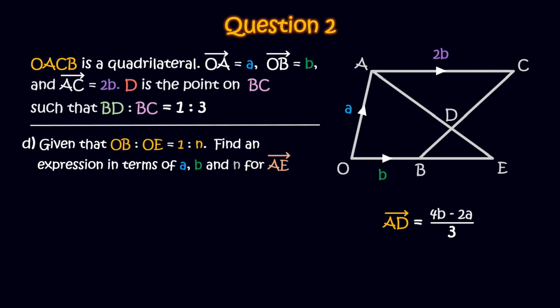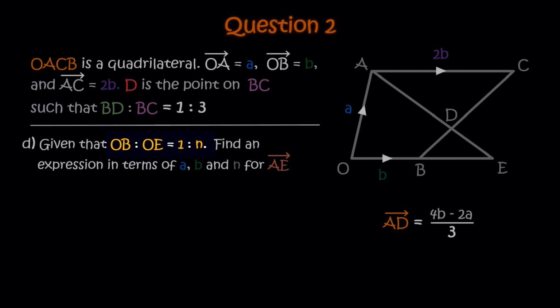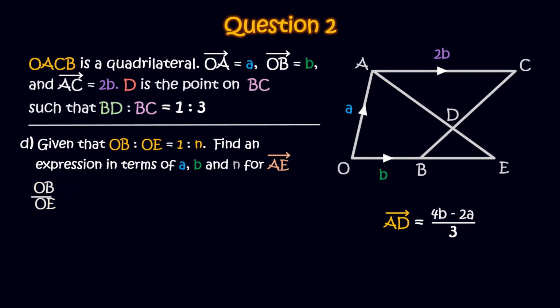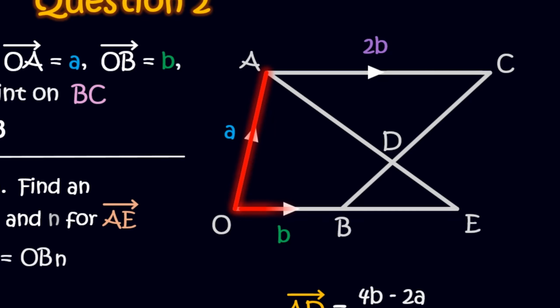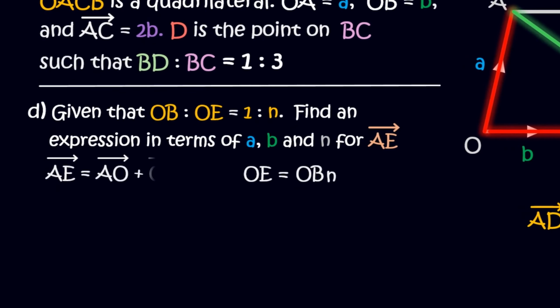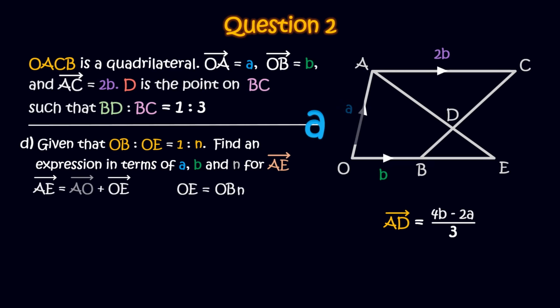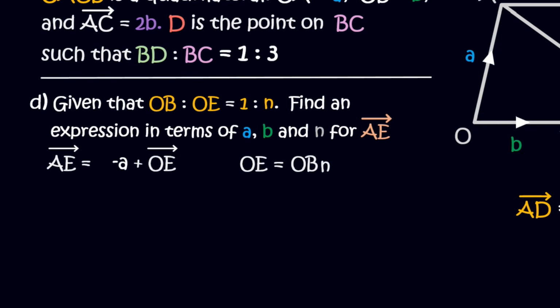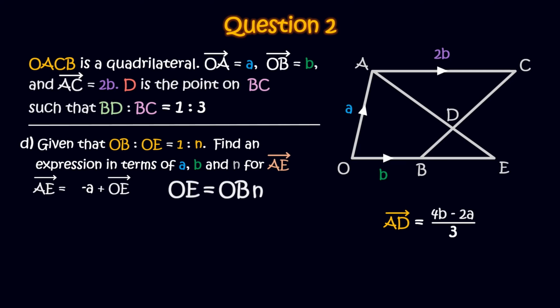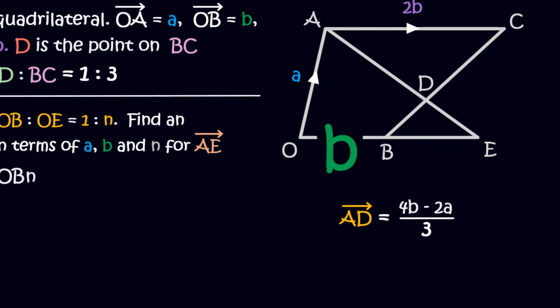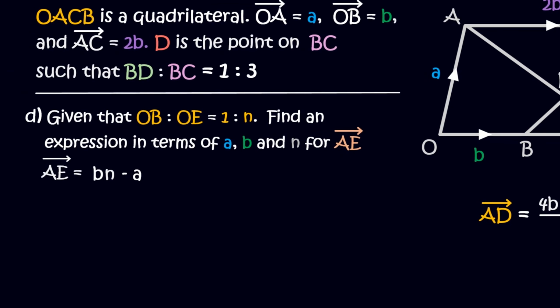The next part asks us to find AE in terms of A, B, and N. We also have been given some information in terms of N. We'll write these ratios as fractions, then make OE the subject of the formula because it is the unknown value. Next, we can see that AE will be equal to AO plus OE. So we'll write this down and plug in the value for AO. Again, remember to change the sign because we are going in the opposite direction, and then plug in the value of OE that we just found. Finally, plug in the value of OB to get the final answer, AE equals BN minus A.